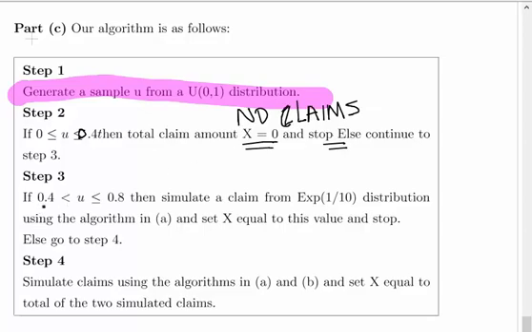If u, the random variable from the uniform distribution, is between 0.4 and 0.8, then we simulate a claim from the exponential distribution with lambda equal to 1 over 10, using the algorithm in part A, the first one, and set x equal to this value, and then we stop. We only need to calculate one value there, the exponential, and then we stop. Otherwise, go to step 4, which means u is greater than 0.8. This is the two claim scenario.